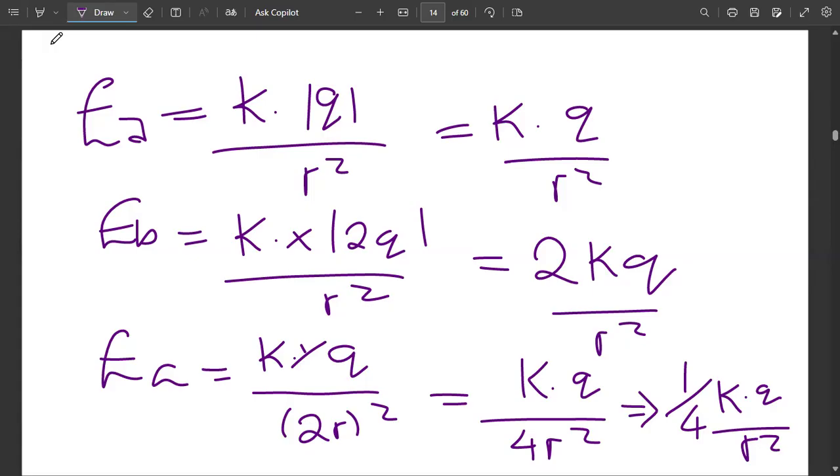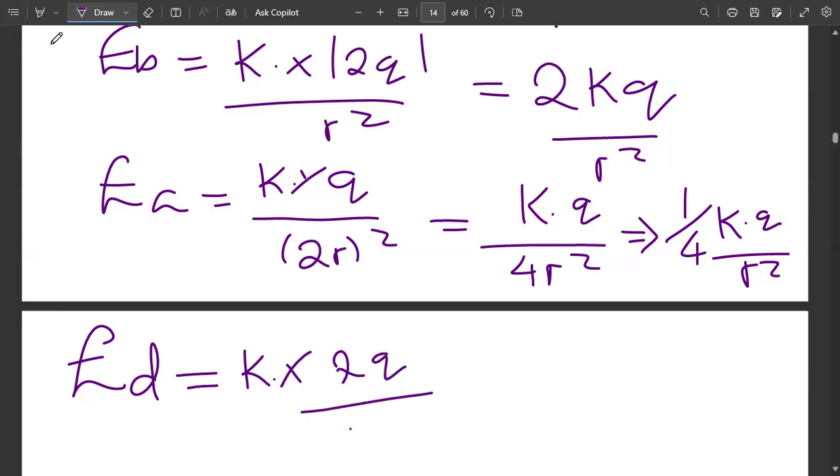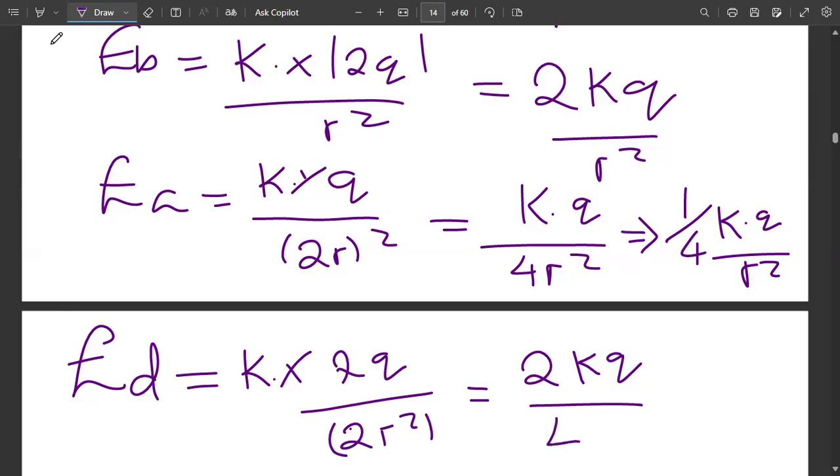So which means we have a quarter of the charge here. And on ED we have both the R and the Q doubled. So what are we going to have? We have K multiplied by 2Q over 2R squared. And what are we going to get? We're going to get 2KQ over 4R squared, which will be equal to 1 over 2 KQ over R squared.